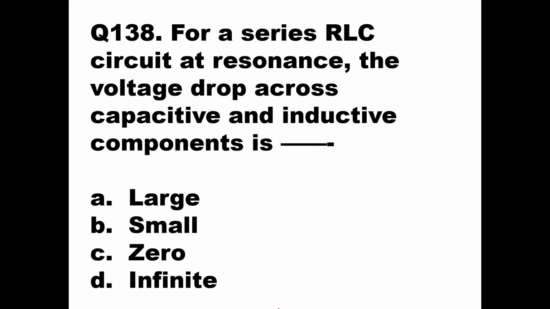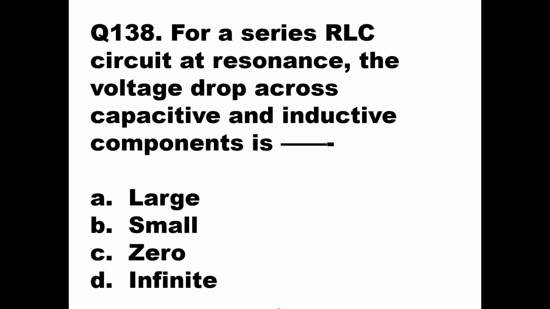Then we'll go to the next question. For a series RLC circuit, at resonance, the voltage drop across capacitive and inductive components is what? Large, small, zero, or infinite. Now here, voltage drop across capacitive and inductive components will be large, and voltage drop across resistance will be small, and therefore the current flowing through the resistance will be large.